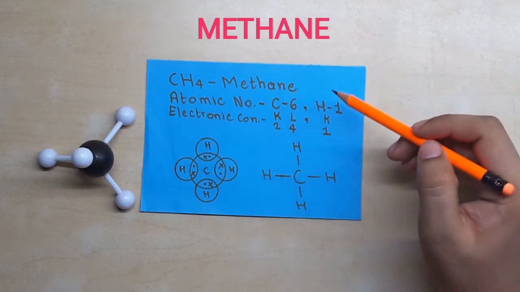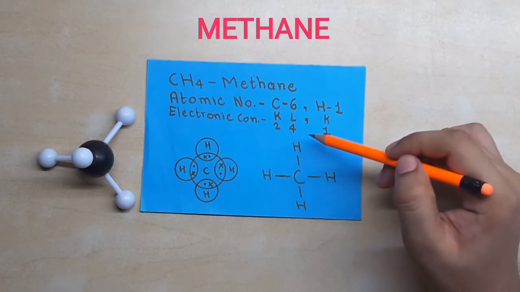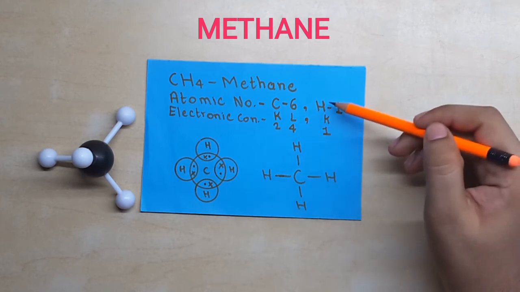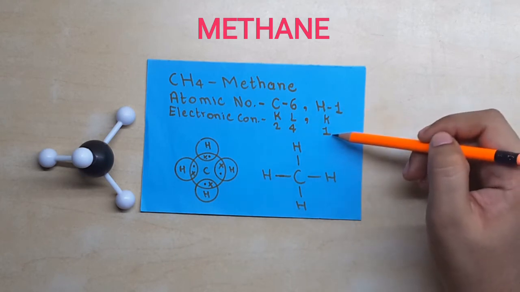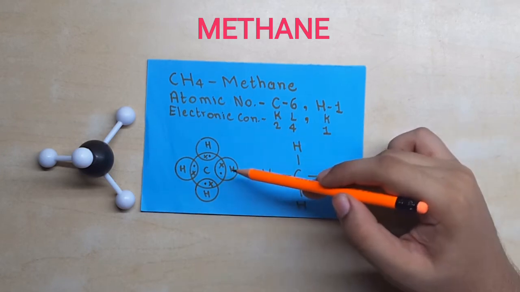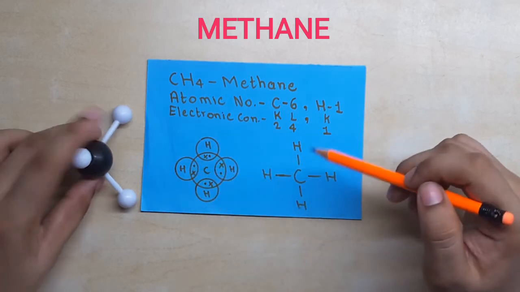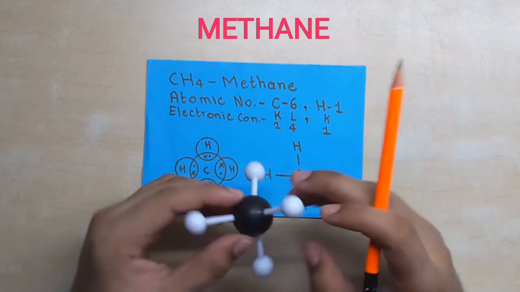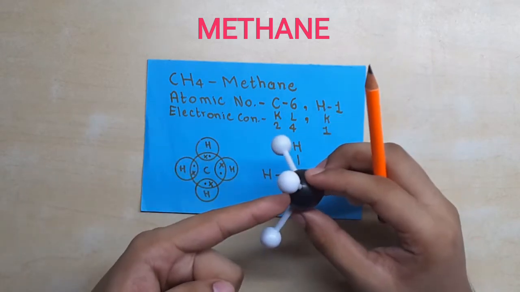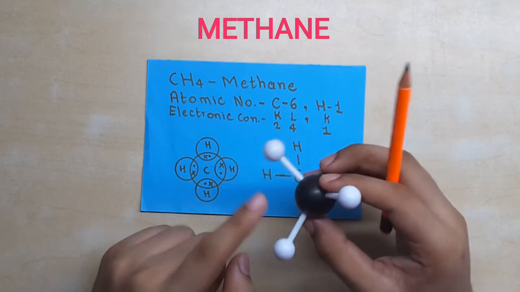CH4 is the molecular formula of methane. Atomic number of carbon is 6, 2 electrons in K shell and 4 electrons in L shell. Atomic number of hydrogen is 1, which means 1 electron in K shell. Thus, each carbon atom forms bonds with 4 hydrogen atoms forming single bonds. So this is the three-dimensional structure of methane, where this carbon forms single bonds with 4 hydrogen atoms.